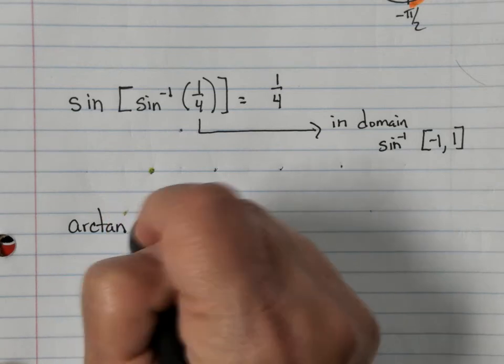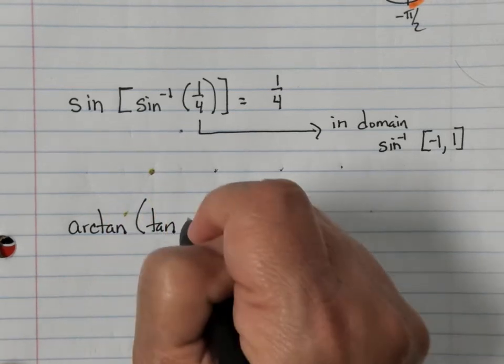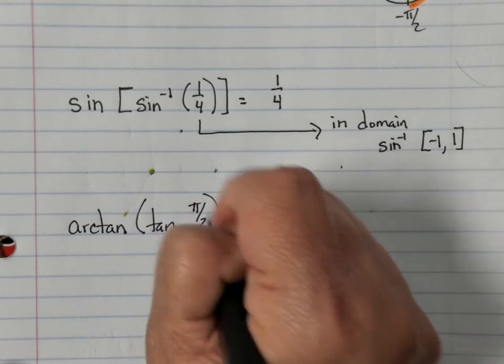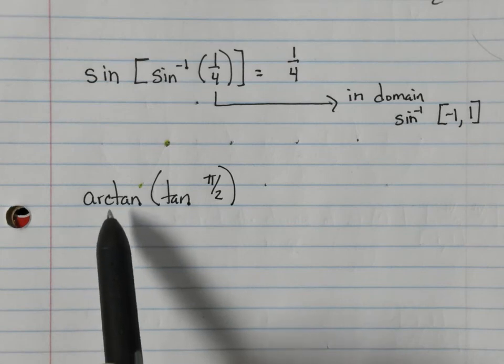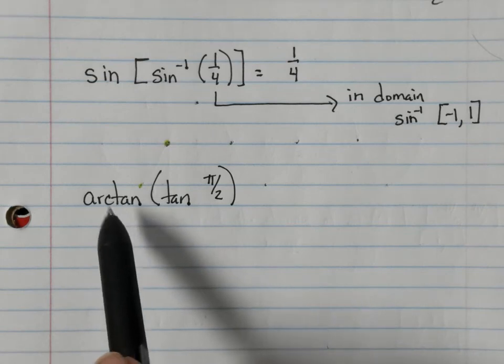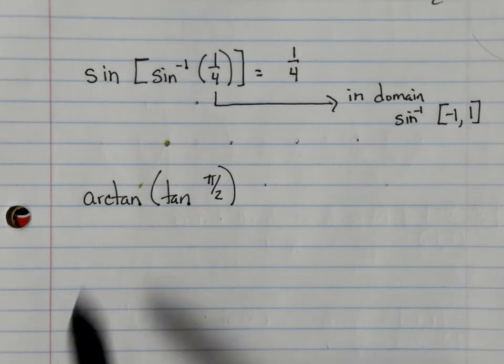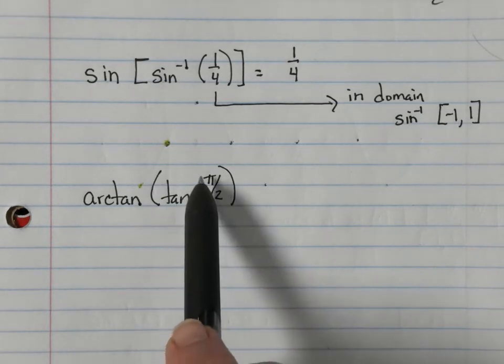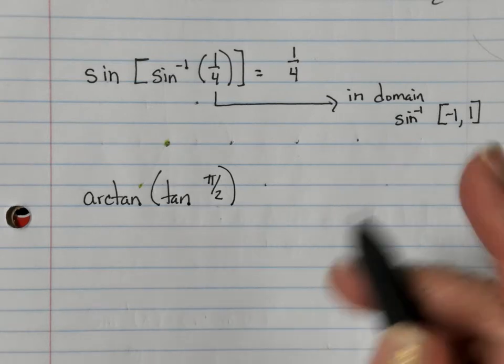The arctan of the tangent of pi over 2. So at first you just think, oh, inverse tan and tan, get x back out. But does the tangent of pi over 2 even exist? Remember, that's where your asymptote is. Remember what tangent means?